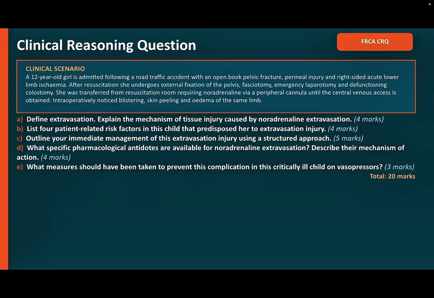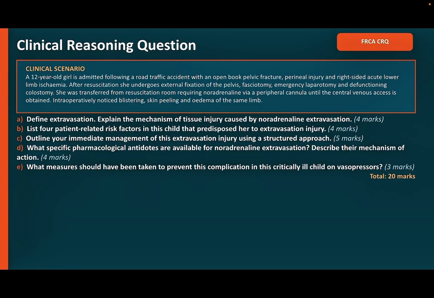After initial resuscitation, she is planned to undergo external fixation of the pelvis, fasciotomy of the limb, and emergency laparotomy and a defunctioning colostomy. She was transferred initially from the resuscitation room to the operation theatre, and she was on a noradrenaline infusion via a peripheral cannula until central venous access was obtained at theatre. Intraoperatively, there was blistering, skin peeling and edema of the same limb, which was noticed later.